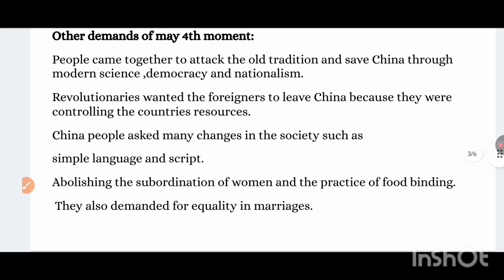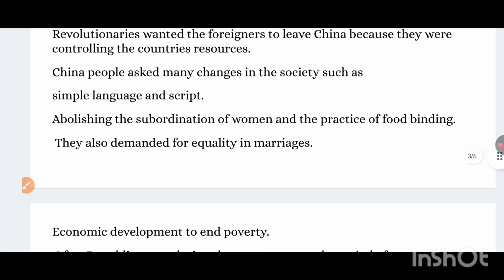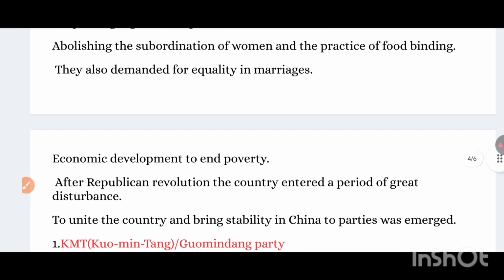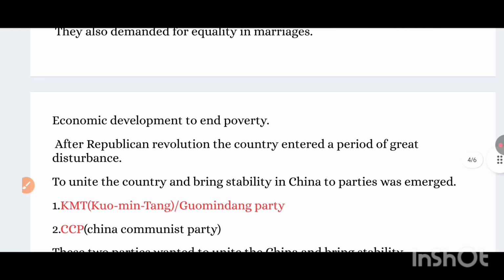What are the demands? They attacked old tradition. They want new traditions like modern science, democracy, nationalism, and revolution. They want the foreigners to leave China because they are controlling the country's resources. The Chinese people asked for many changes: simple language and script, abolishing the subordination of women, and ending foot binding. They are also demanding equality in marriages and economic development to remove poverty.